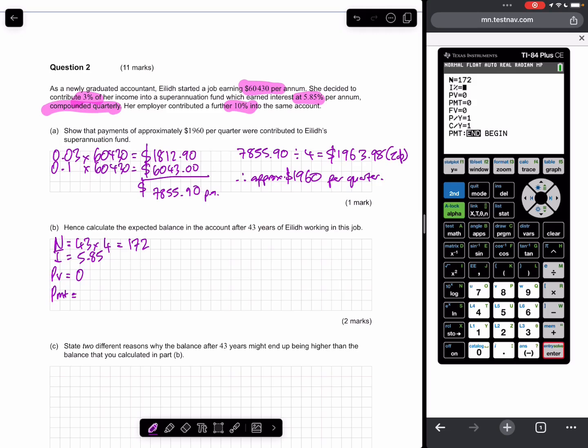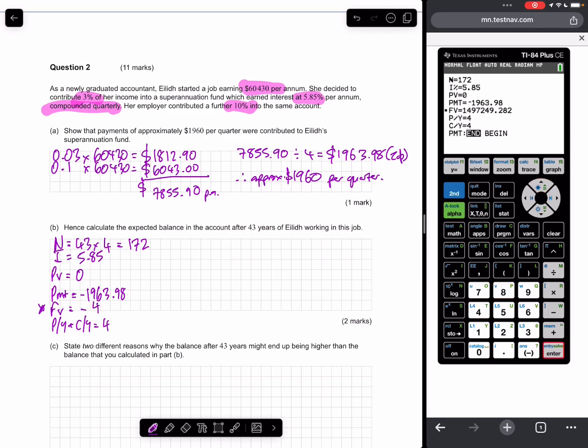we know is negative 1960 going in per quarter. No, not 1960. I'm going to use my exact measurements. Negative 1963.98. FV is the balance we're trying to find now, so we don't know what that is. PY and CY are quarterly. So for 172, 5.85, PMT negative 1963.98 for alpha. Enter. We get negative 4.